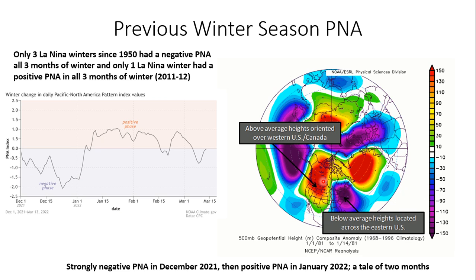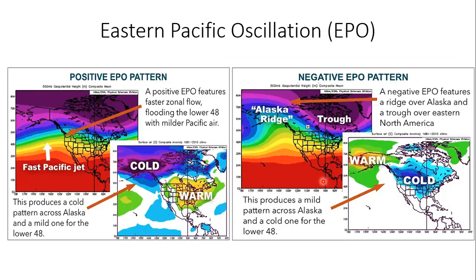Last winter having that negative PNA in December, but then things rebounded into January where we had a positive PNA. And then EPO, just taking a look at the differences, whether we have a positive or negative Eastern Pacific oscillation, how the jet stream sets up, the orientation of the jet stream, that's going to dictate where the warmest and coldest temperatures are. Additionally, it's going to dictate where that storm track ultimately lies, who gets wetter than normal and who remains drier than normal.